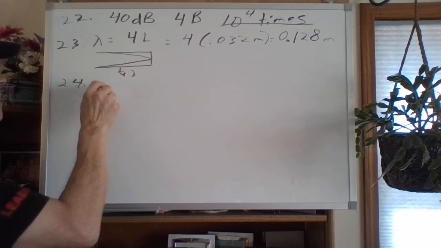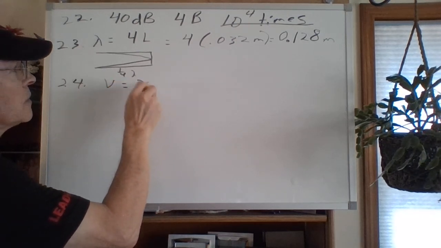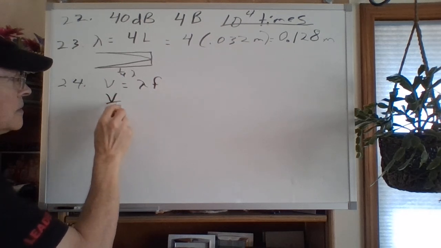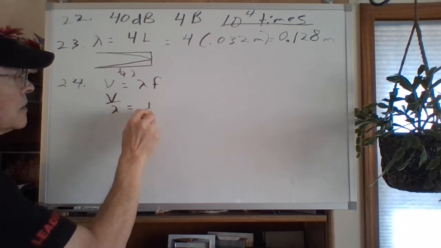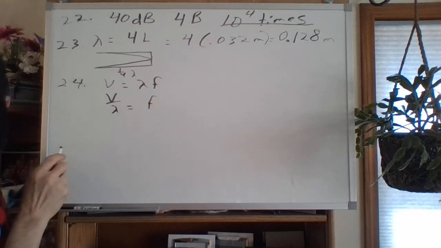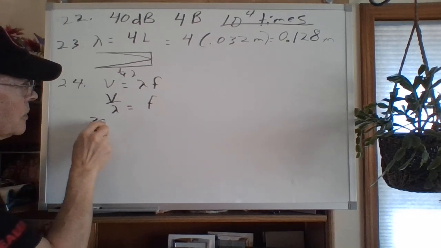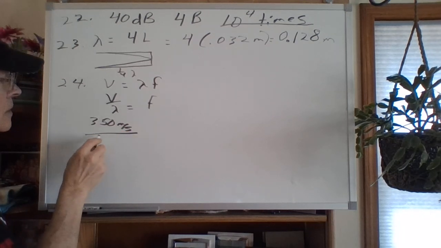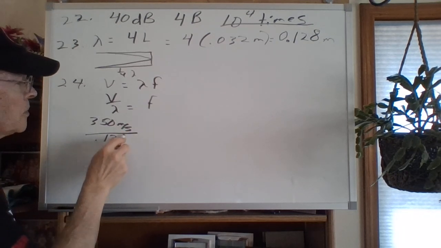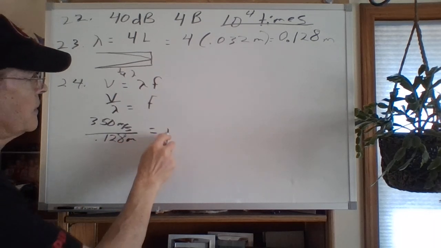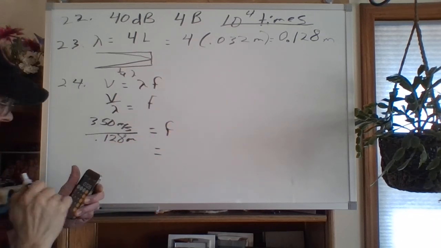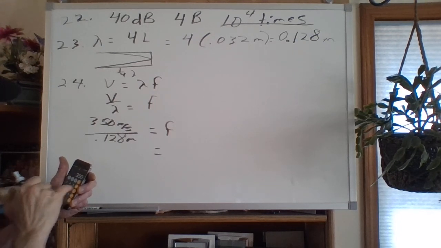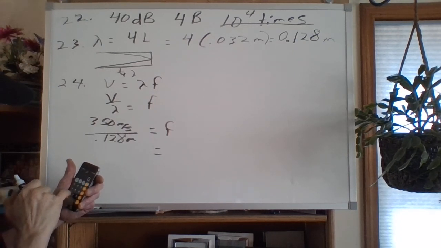Again, we use v equals lambda f. The frequency would be v divided by lambda, the wavelength. So we could take the 350, the speed of sound in the ear canal, divided by the 0.128 meters. And that's the frequency we would hear. 350 divided by 0.128.